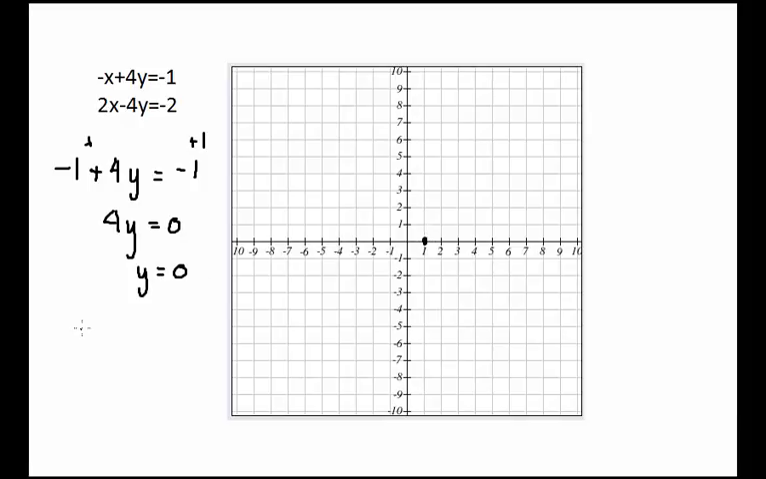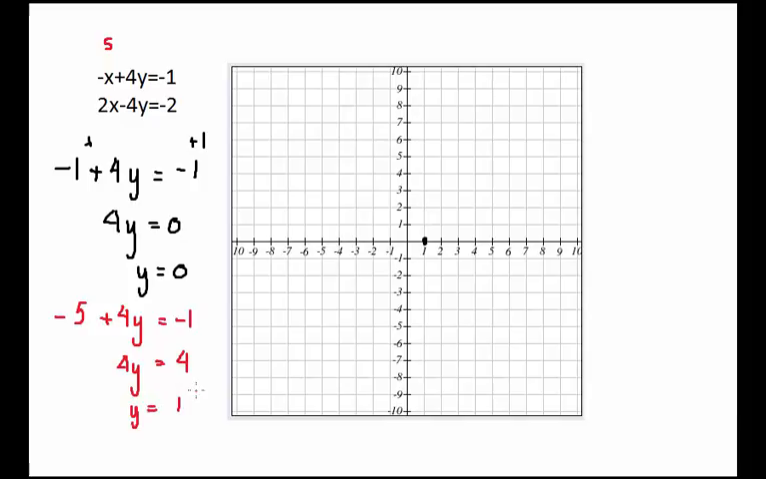Now for the next point, I'm going to use another point on the same line. I can use, for example, x is equal to 5. I'll show you now why I'm choosing x equal to 5. If x is equal to 5, I get negative 5 plus 4y is equal to negative 1. And so I get 4y is equal to 4, so y is equal to 1.